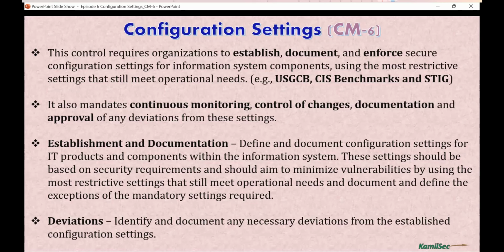Deviation. Identify and document any necessary deviation from the established configuration settings. That is exactly what I said, right? If you cannot implement any of these benchmarks, any of this hardening of the system, the network devices, or any devices within the enterprise that need some sort of hardening procedure, if you cannot implement it, then there's a deviation. You have to document these deviations.